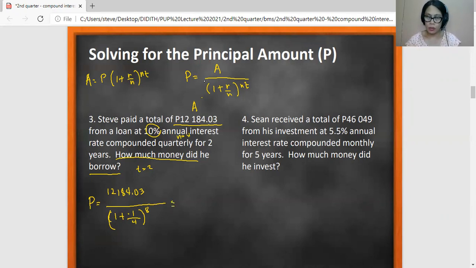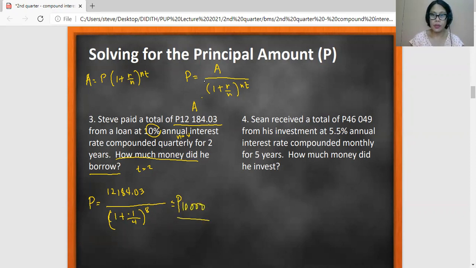Using our calculator with a final amount of 12,184.03 and then divided by 1 plus the quantity 0.1 all over 4, we have, rounded to 2 decimal places, the principal amount, or the amount of money borrowed, was 10,000 pesos.